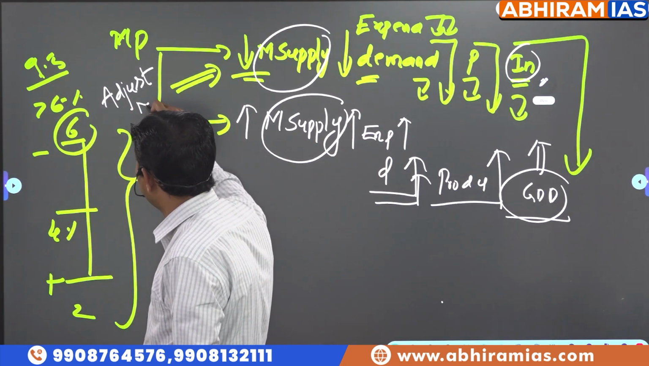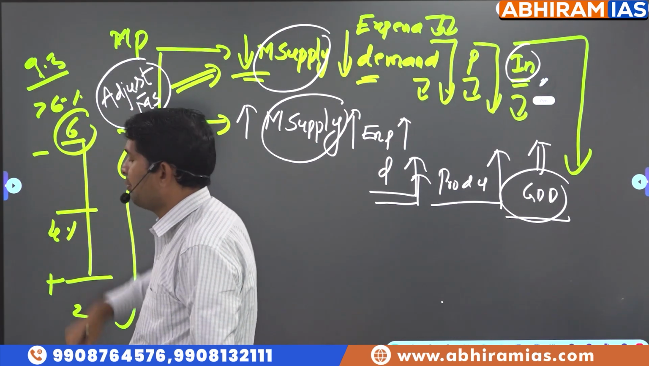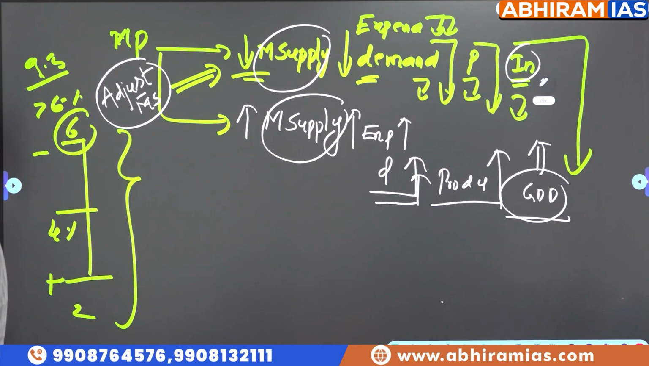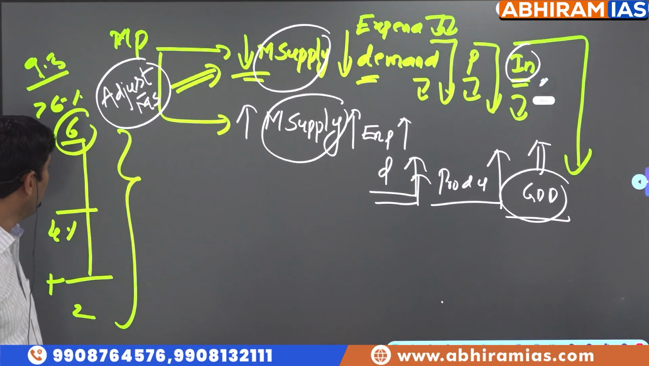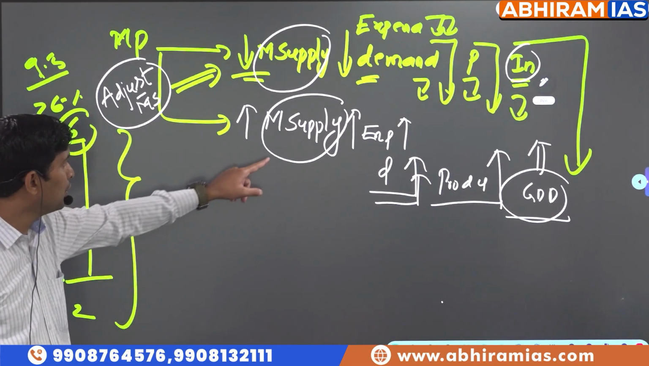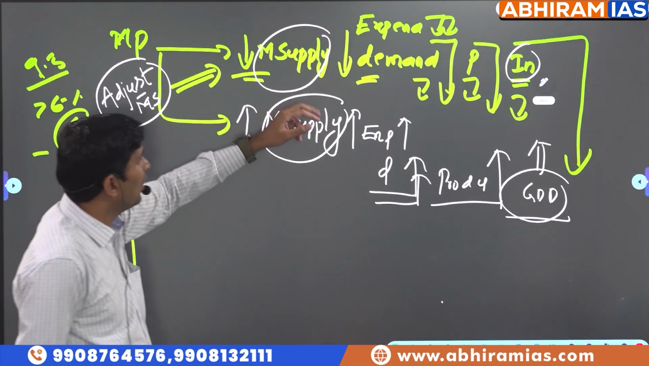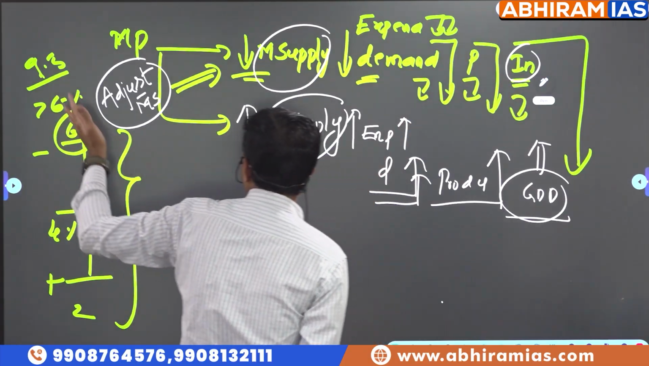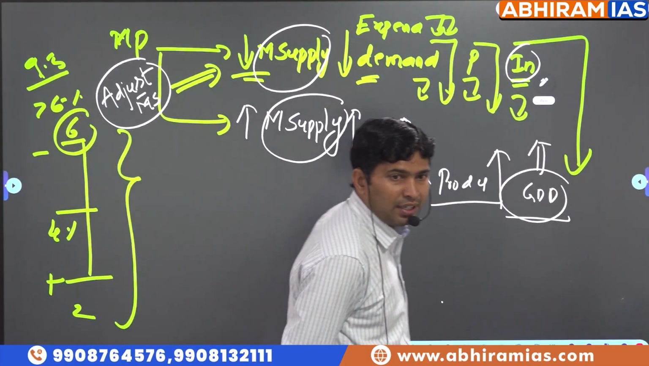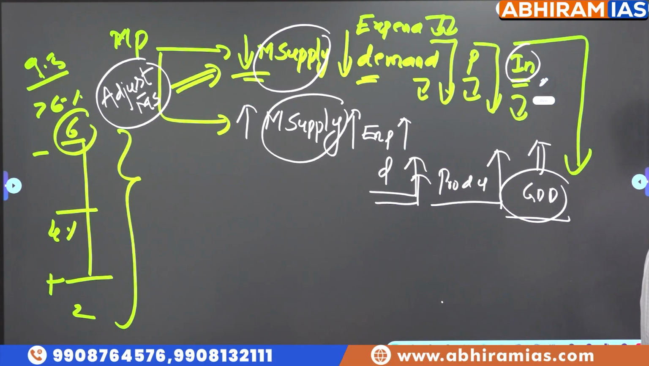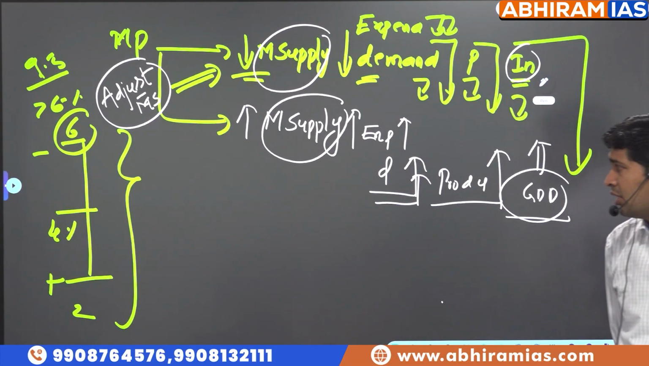Look at the word. Adjust money supply means sometimes we'll increase money supply, sometimes we'll decrease money supply. When will we increase money supply? When inflation is under control, to push GDP growth rate, we'll increase money supply. When will we decrease money supply? If inflation is not under control, if it is beyond the threshold limit, then we try to reduce money supply. So these are called monetary policy tools.